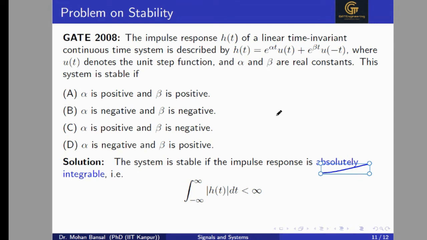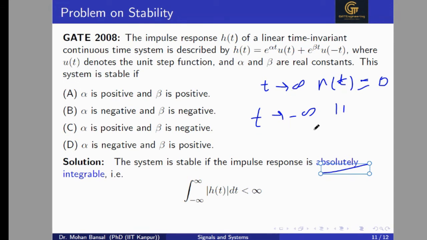So the value should be finite for all values of t, or we can say that in this case h(t) should be bounded. If t tends to infinity, h(t) should not be infinite, or h(t) should be equal to 0 for stability. For t tends to minus infinity, h(t) should be 0. So we have to check this.